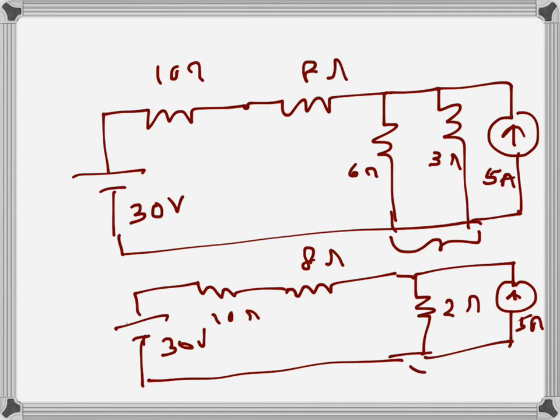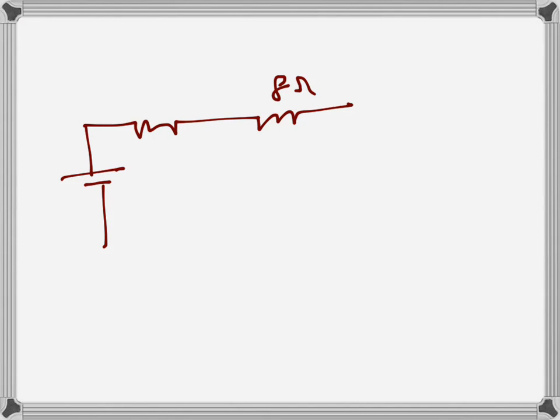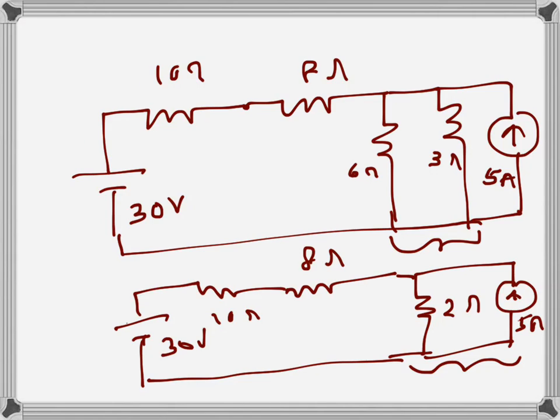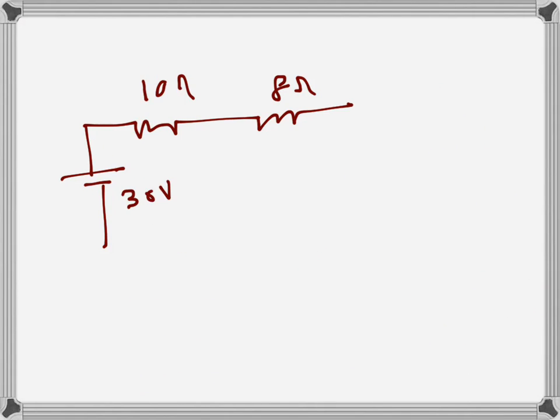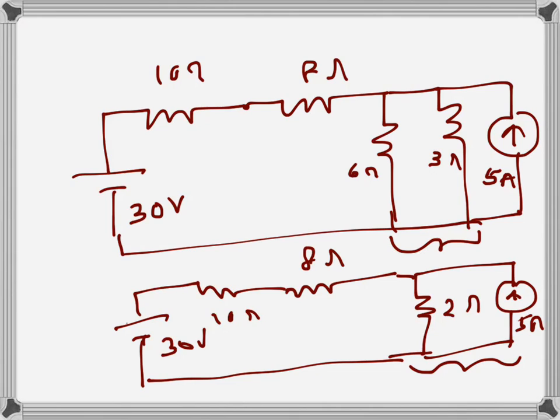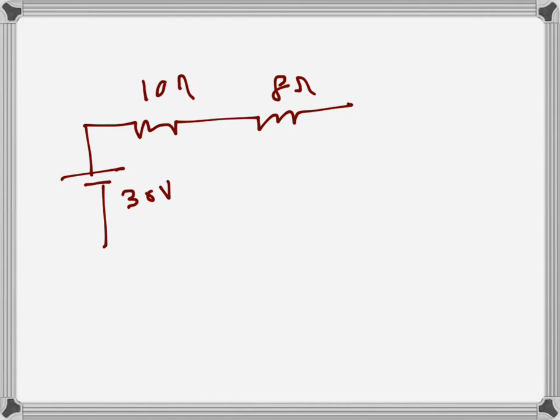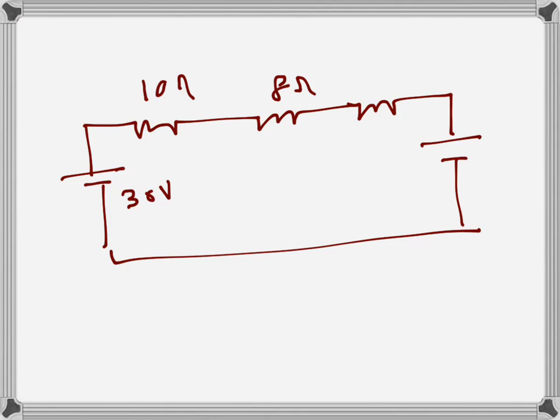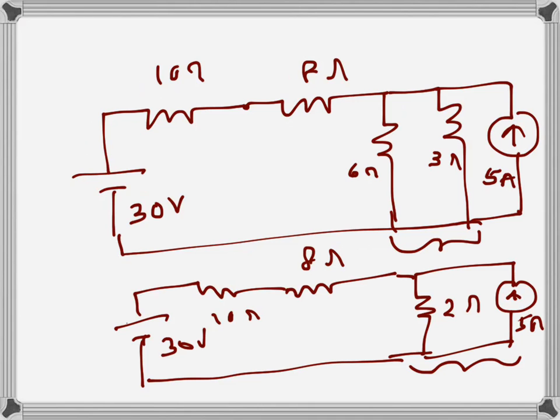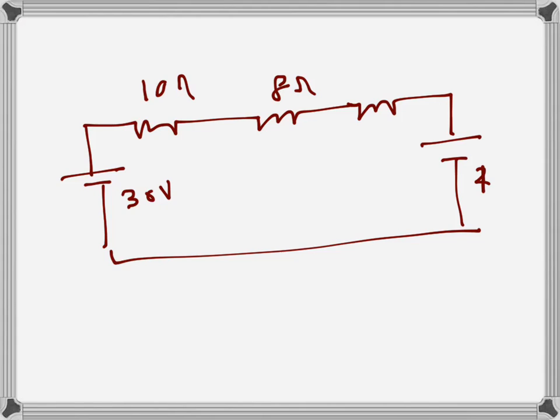And now we will convert this one again into a voltage source and a series resistance. So that's 8 ohms, that's 10 ohms, and this one is 30 volts, and here it will become 5 amps times 2 ohms, so 10 volts, and then 2 ohms in series, like that. So 10 volts and 2 ohms there.